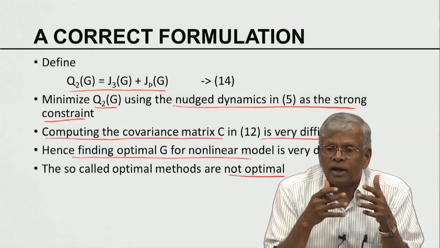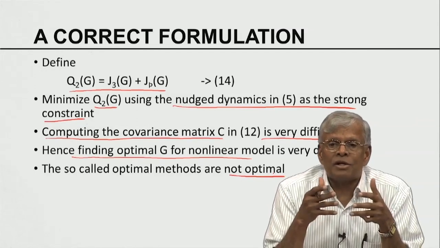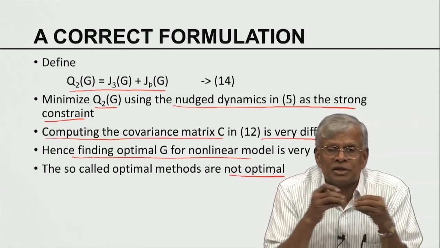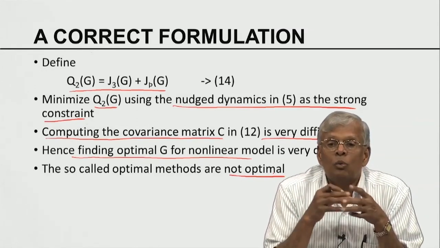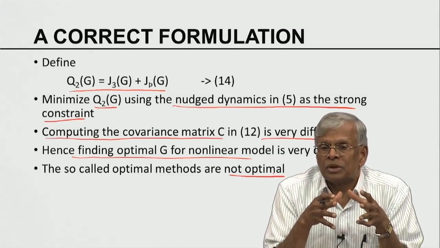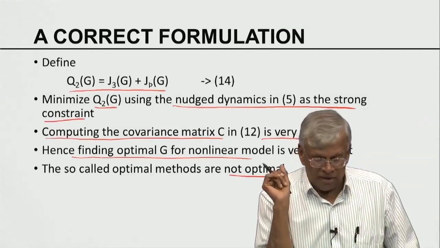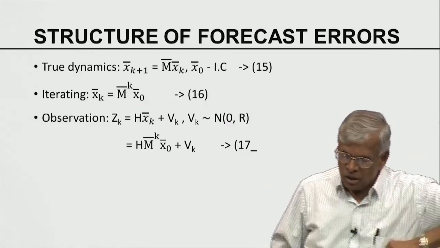If you look at it carefully, there is a serial correlation. Trying to minimize the errors without taking that serial correlation into account always leads to results that are not optimal. That's the simple way of looking at what's happening in here.